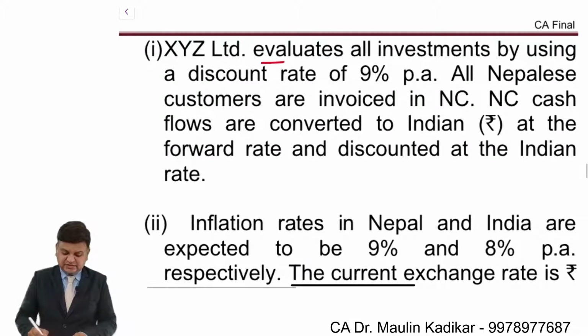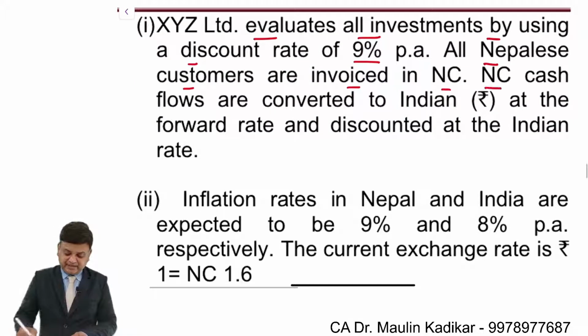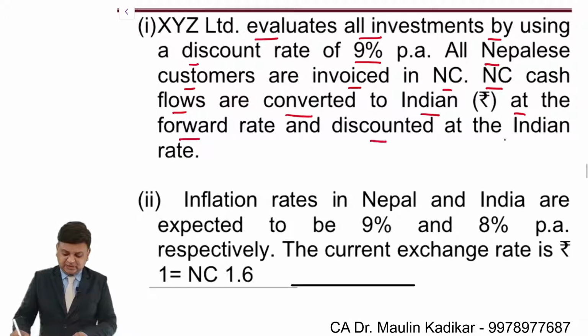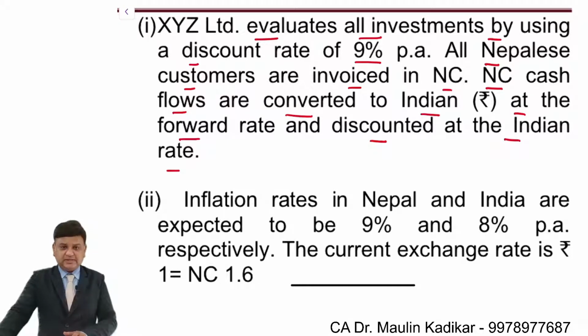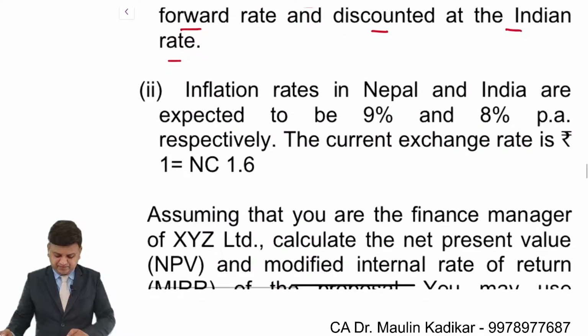First question is, XYZ evaluates all investments by using a discounting rate of 9% per annum. All Nepalese customers are invoiced in Nepalese currency. Nepalese currency cash flows are converted to Indian rupees at the forward exchange rate and discounted at the Indian rate. So which approach is to be followed? Home currency approach or foreign currency approach? Please answer in the chat box. So clearly it is indicating that we are required to follow the home currency approach.